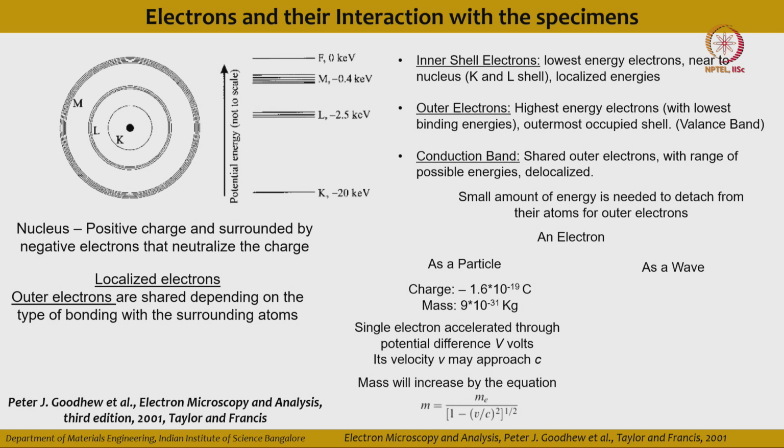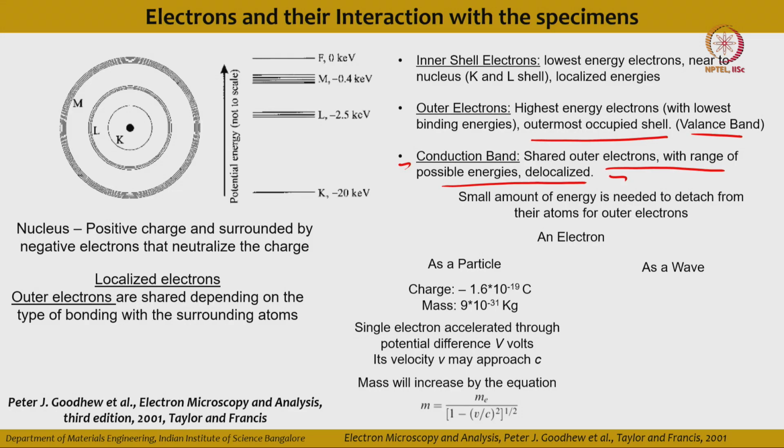Okay. Usually in a typical atom, you can see that there are certain energy shells which are K, L and M. These are very fundamental things which I just want to cover. There will be inner shell electrons, the lowest energy electrons near the nucleus, which are K and L; these are localized energies. There are outer electrons, the highest energy electrons with the lowest binding energies, so these are called the valence band, the outermost occupied shells, and there is a conduction band where they share the outer electrons with a range of possible energies, and these are delocalized.